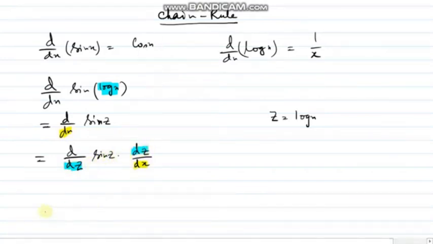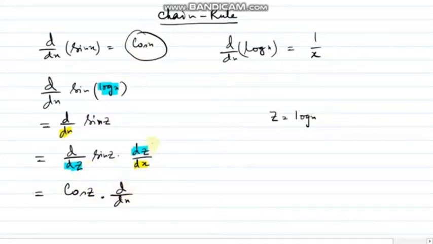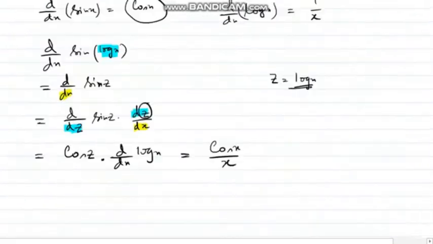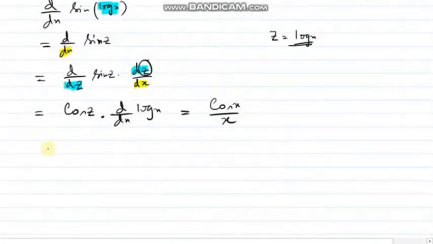So now what will be d/dz of sin z? From this formula we can write d/dz of sin z as cos z, and this one will be multiplied by d/dx of this function z. What was my function z? That was log x, and d/dx of log x, as we know, is 1 by x. So it will be cos x by x.